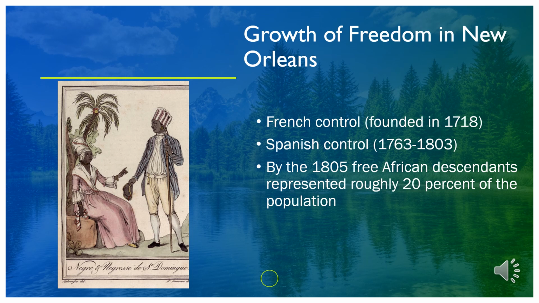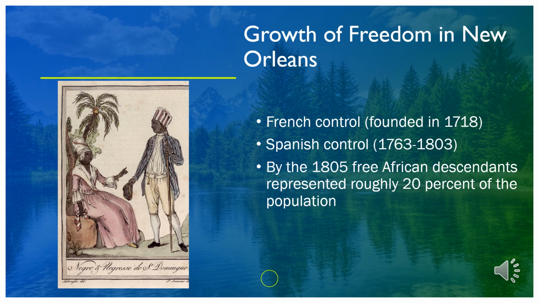From its founding by the French in 1718, specifically by Bienville, and its shift to Spanish control from 1763 to 1803 and U.S. control thereafter, there is an increasing population of free African descendants within New Orleans. They emerge as those who purchase their freedom, as those who end up gaining their freedom through an enslaver granting it, as well as those who are born free.